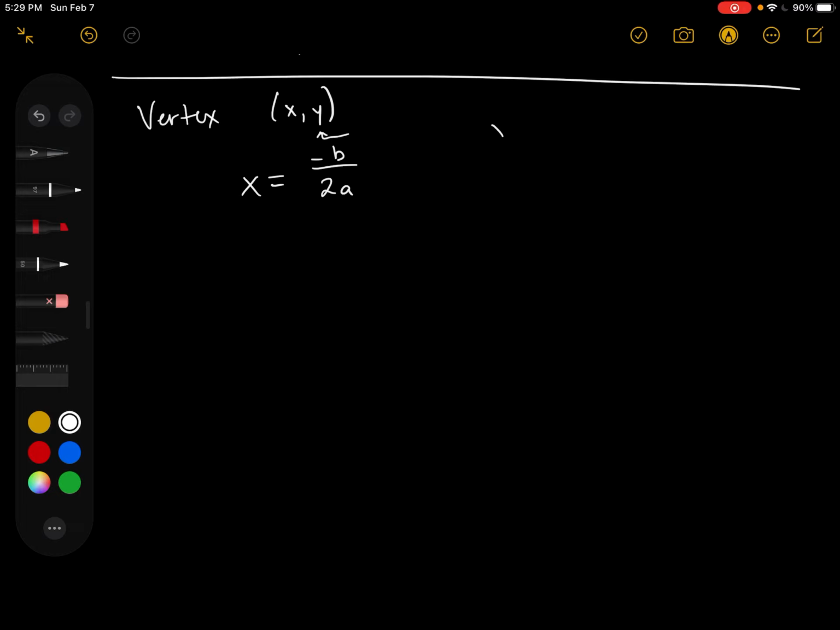All right, so next up we're going to be looking at solving for the vertex. Now, something that I can't emphasize enough is a vertex is a point. It's an xy ordered pair. So when we are looking through and solving for this, we need to get both an x and a y value.